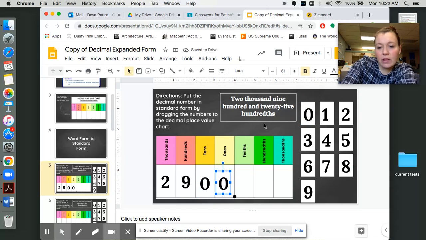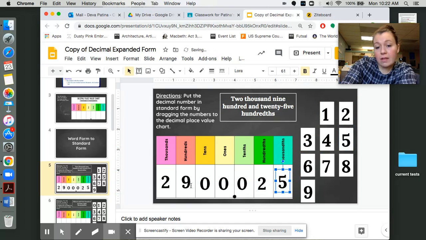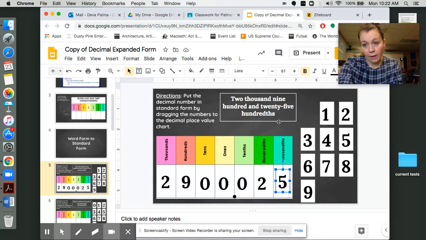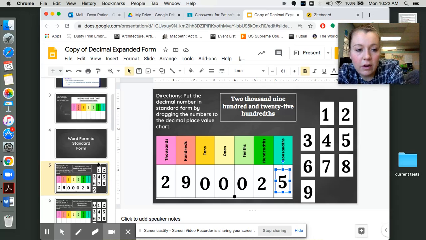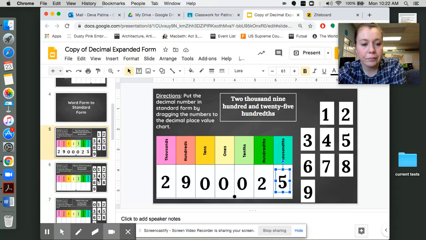Next, it says I have 25 hundredths. So that tells me I don't have any tenths, but I do have 25 hundredths. So I'm going to have a 2 in the hundreds place and the 5 in the thousands place. Because if I were to read this, 2,925 hundredths. So I have no tenths in this number, because if I had tenths, I would have a different looking number.